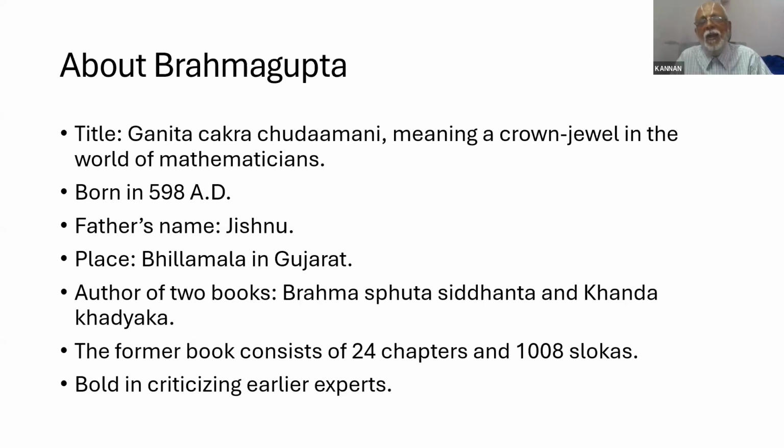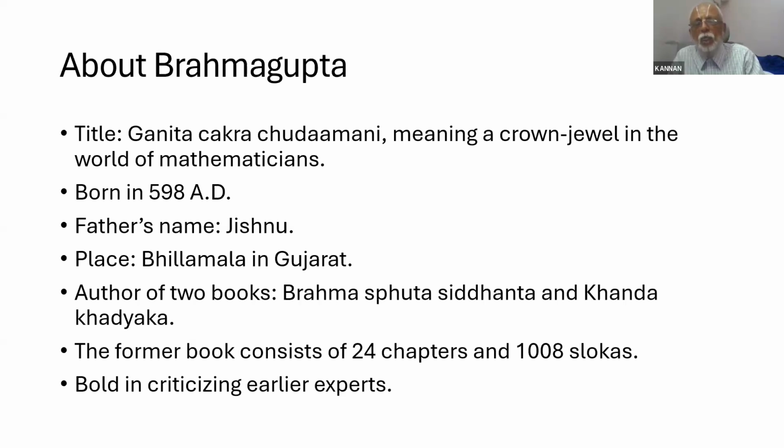He was born in 598 AD. Now I agree. Previously, when I said 628 AD, that should be the correct number. His father's name is known as Jishnu. How do we know it? Because Brahmagupta himself mentions it in his book. He hails from a place called Billamala in Gujarat.